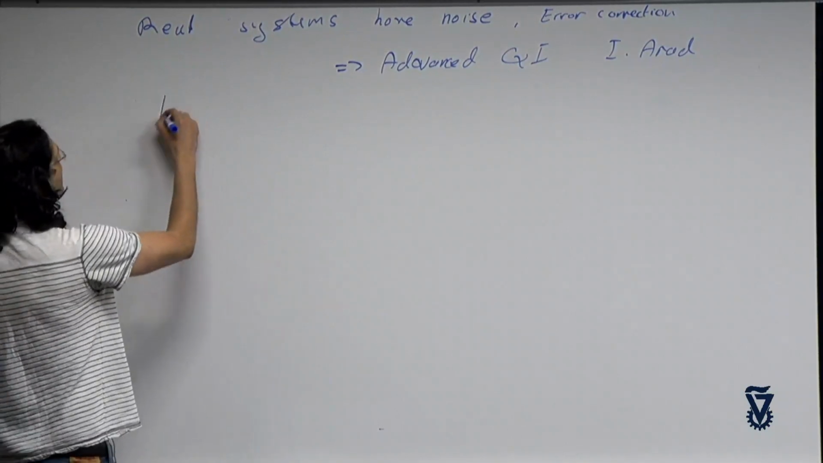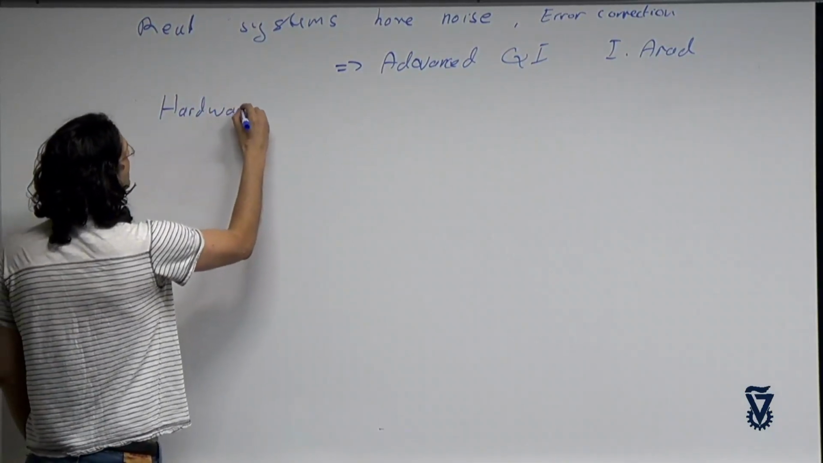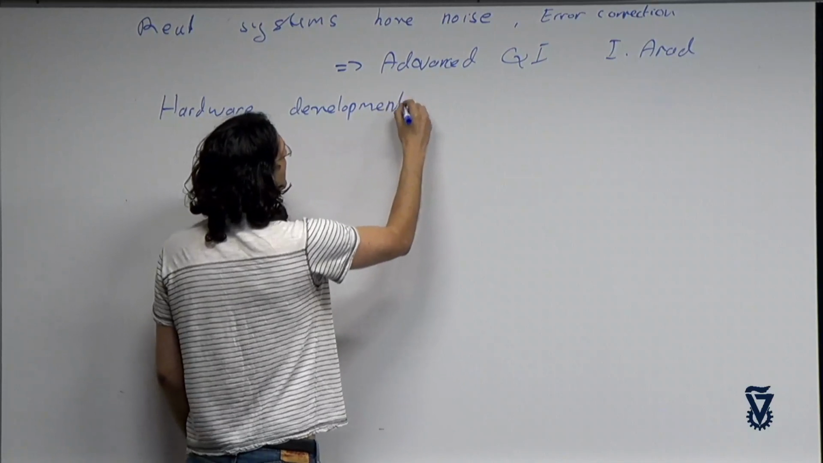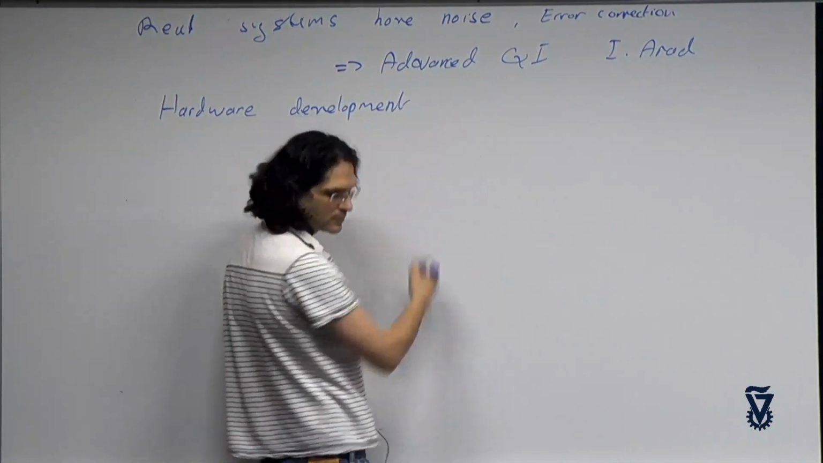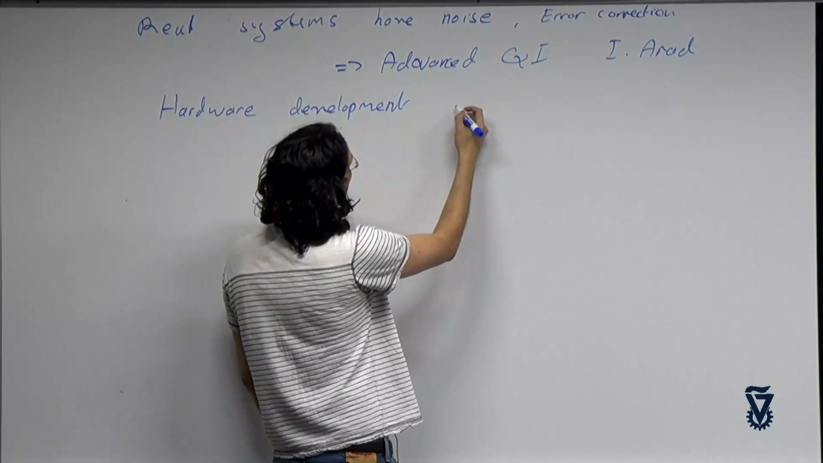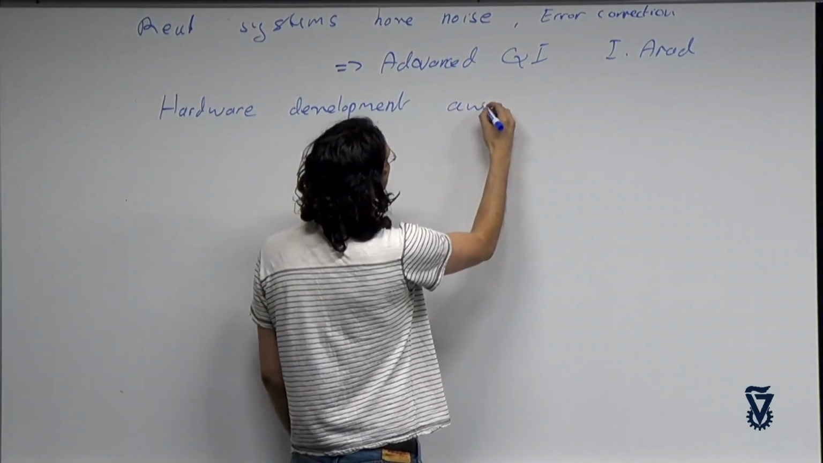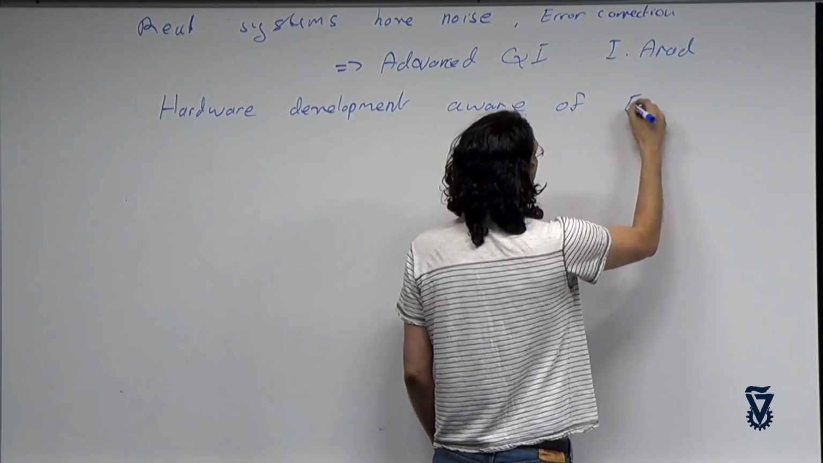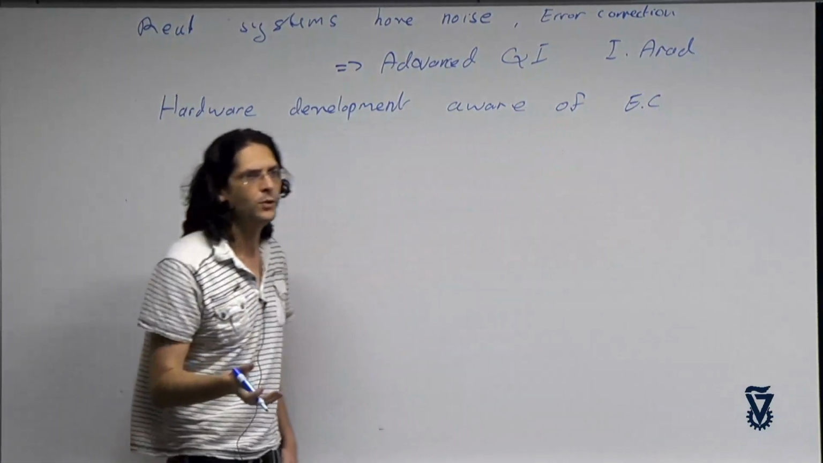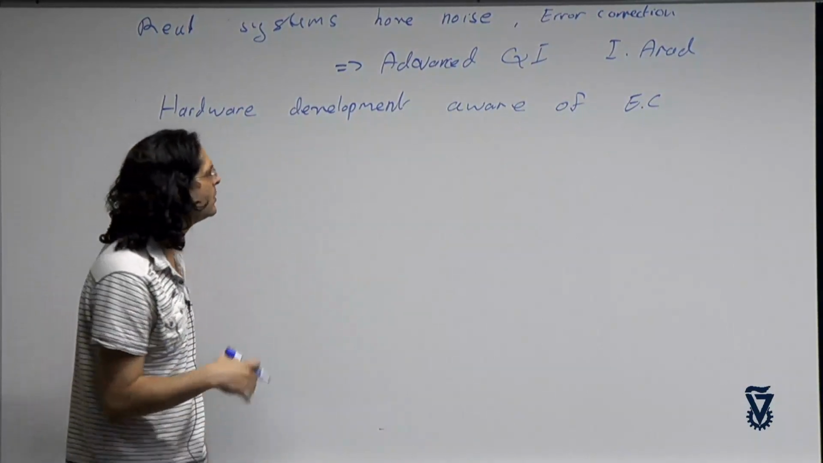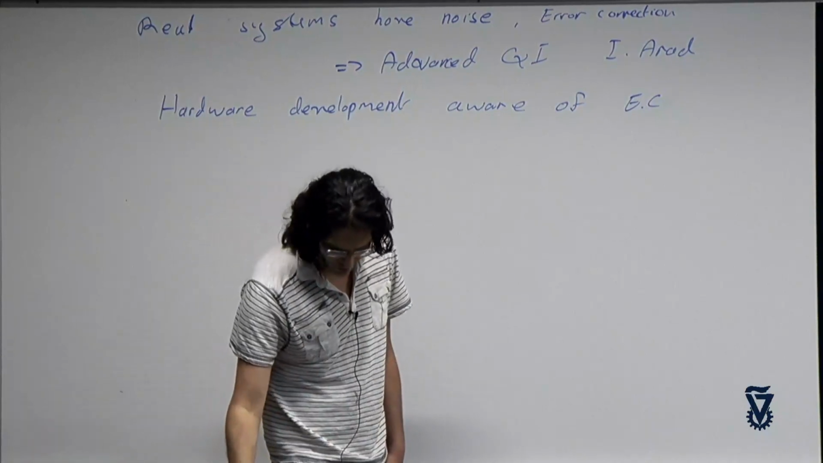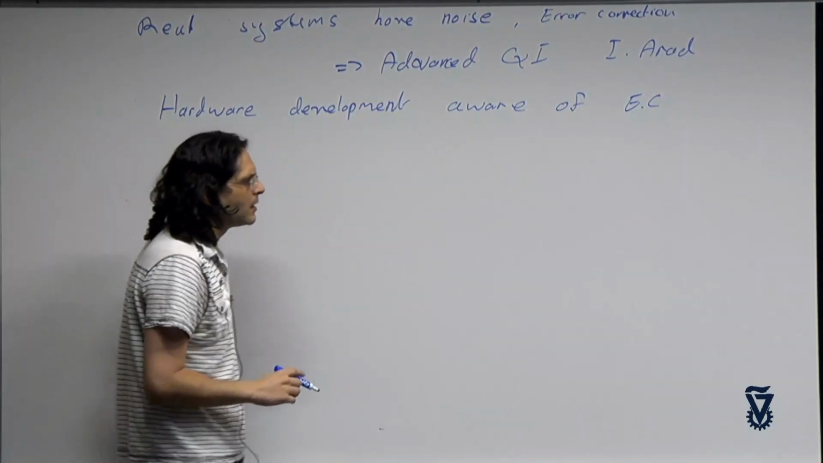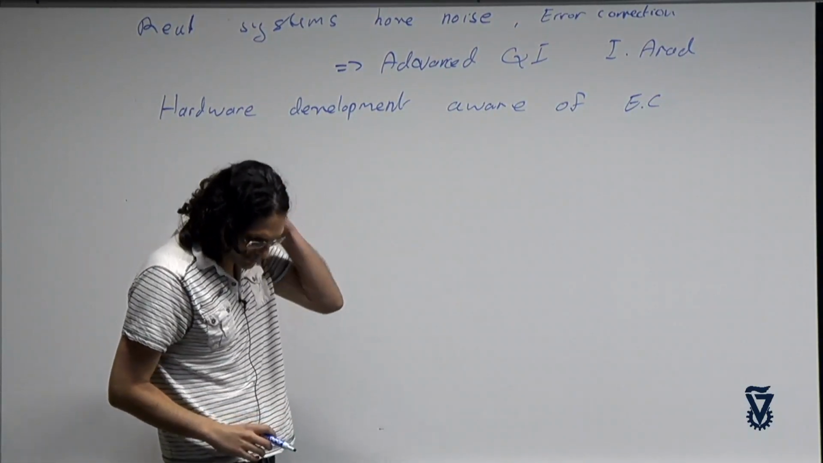Okay? So hardware development is always aware of noise. Or even more strongly, is always aware of error correction. At what level do you need error correction? What are the error correction codes that you will need? And so on and so on. Okay, so this was very kind of general statements about the technologies.